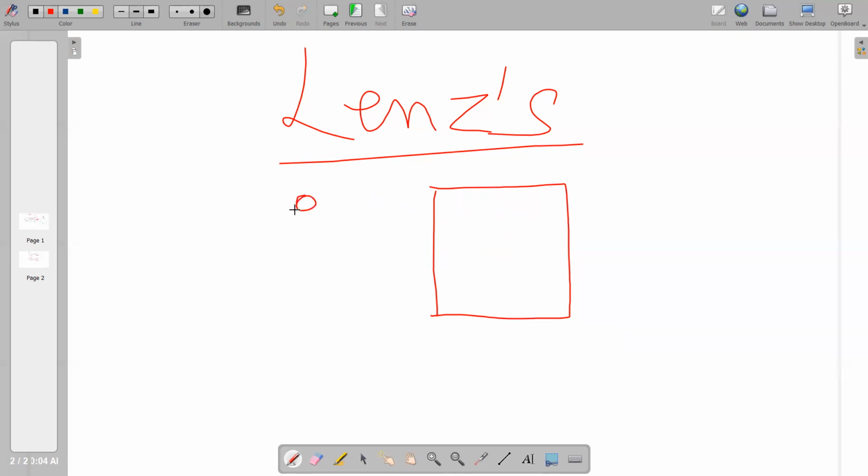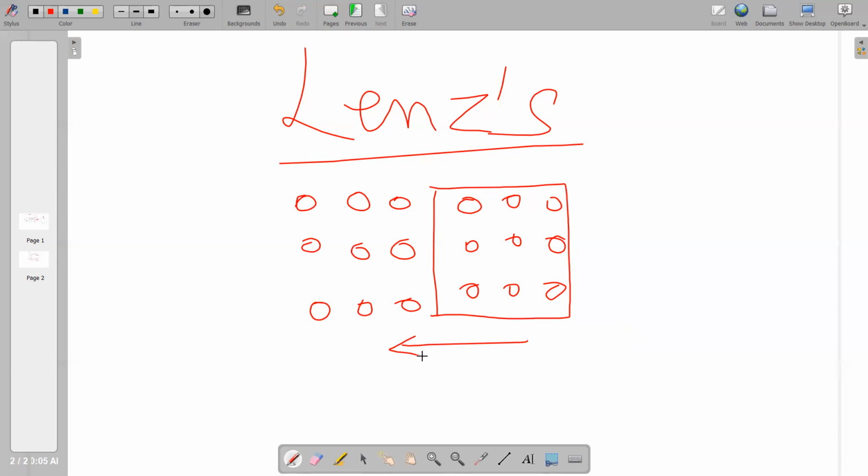I have dots. The magnetic field is dot, and that means it is coming towards you. And I am moving the rectangular coil like this. Basically, this row is not there. I am moving the coil towards the left. What should be the direction of induced current in the coil?